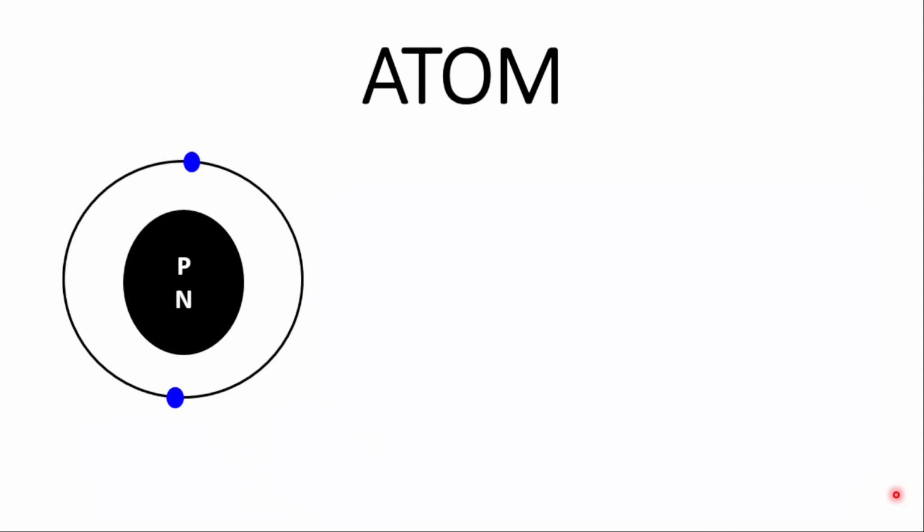Again, a very important thing we need to know about the atom is that it has different parts. We have the nucleus, which is the central part, containing the proton and neutron. P is for proton, N is for neutron.